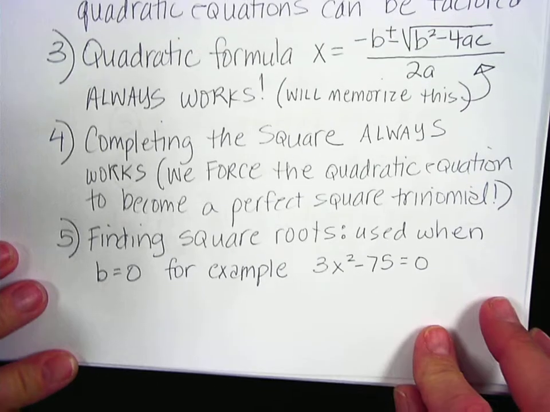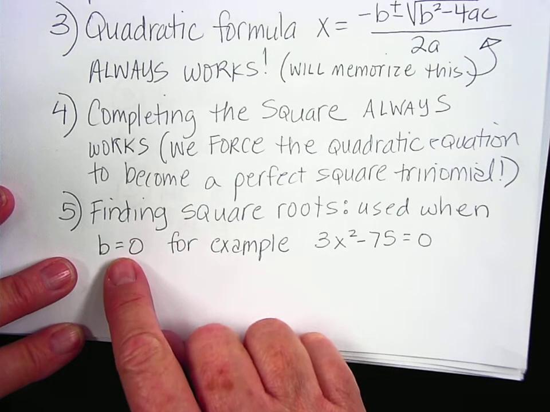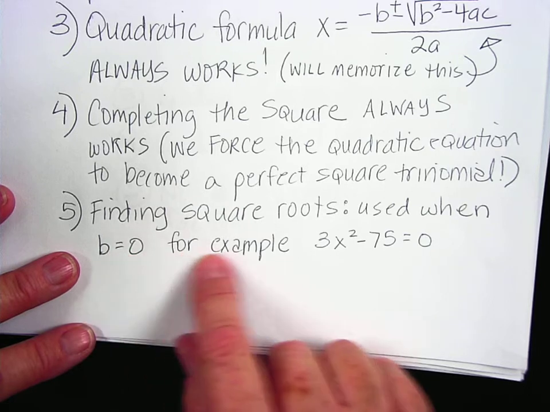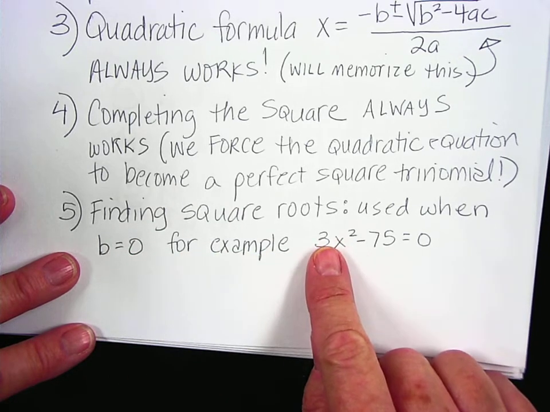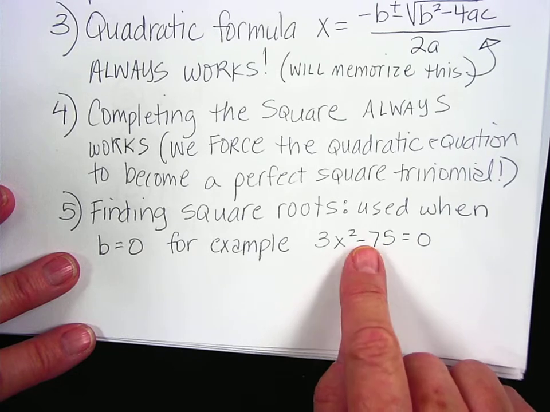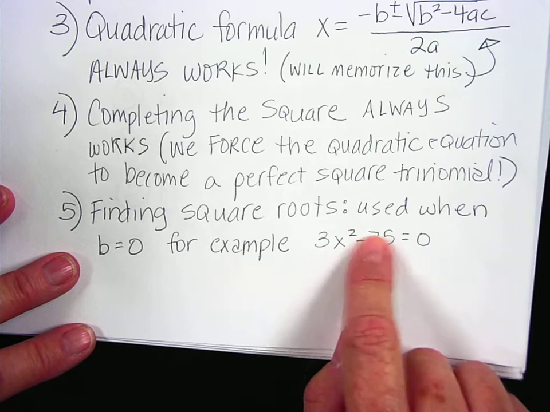And the last way we will use is called finding square roots. And we use that when the b value in the quadratic equation equals 0. For example, this quadratic equation has an a value and a c value, but not a b value. So this is when we might use finding square roots.